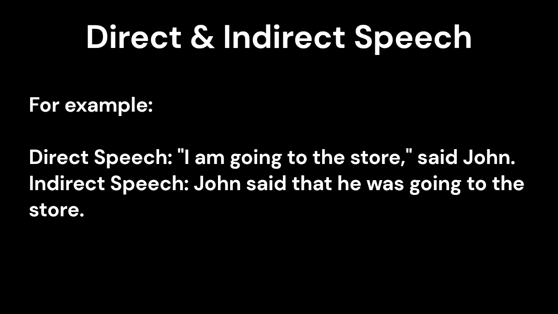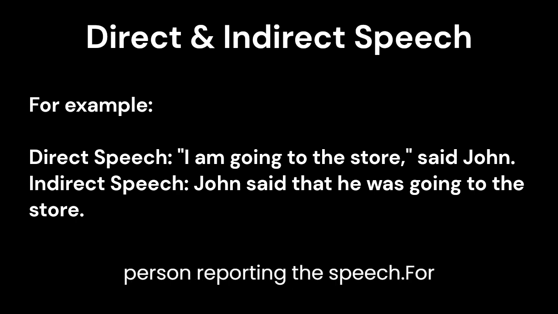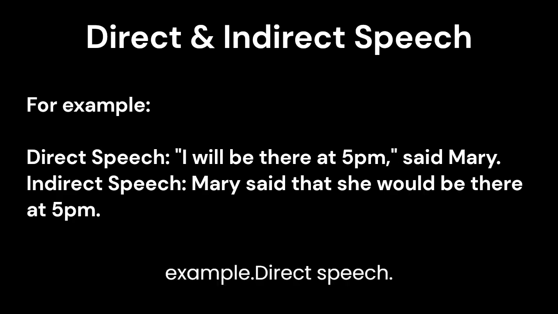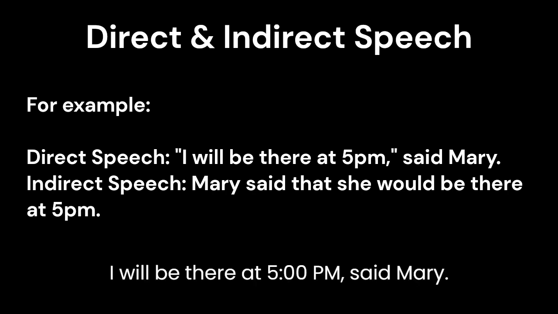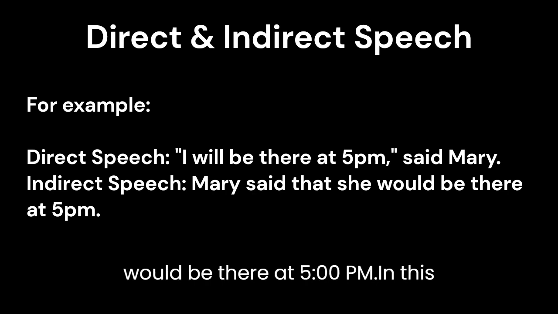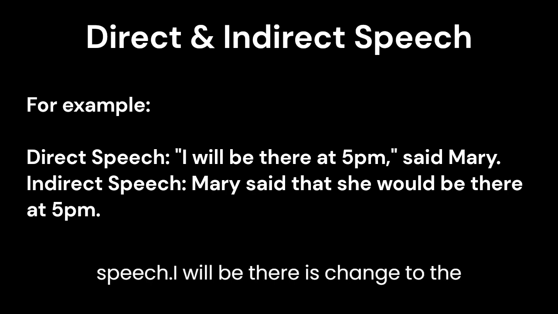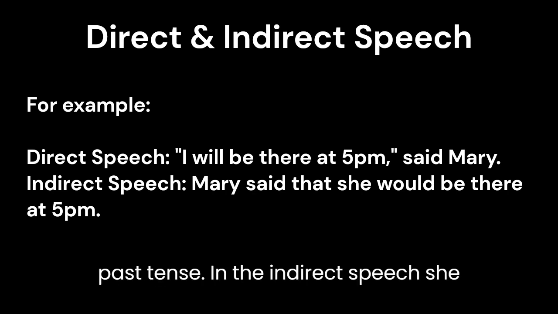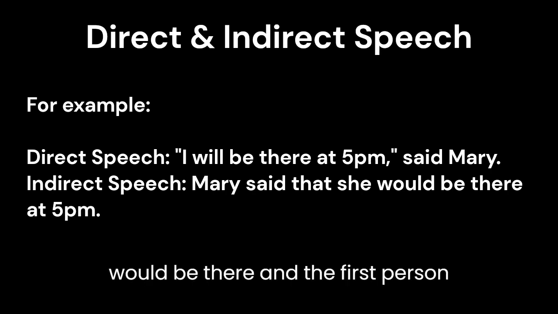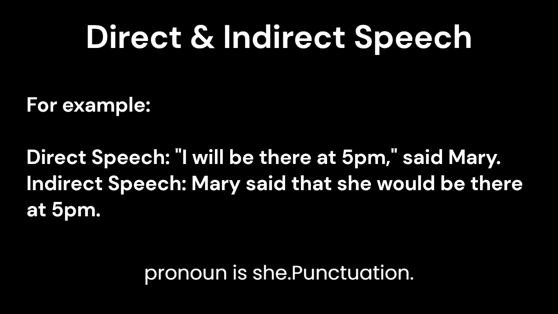However, in indirect speech, the tense and pronouns used in the reported speech are changed to reflect the time and perspective of the person reporting the speech. For example, direct speech: "I will be there at 5 p.m.," said Mary. Indirect speech: Mary said that she would be there at 5 p.m. In this example, the future tense in the direct speech, "I will be there," is changed to the past tense in the indirect speech, "she would be there," and the first-person pronoun, I, is changed to the third-person pronoun, she.